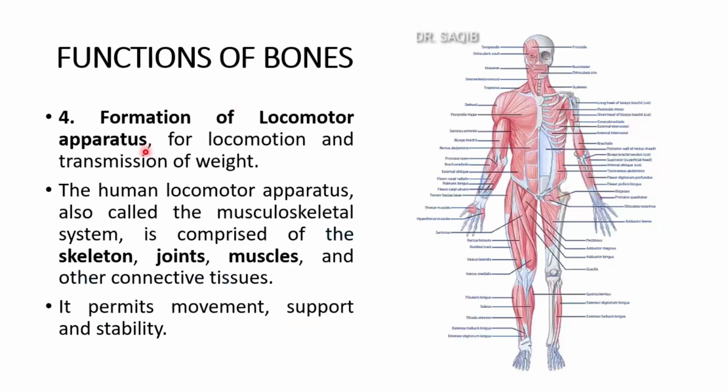So, formation of locomotor apparatus. Another function: you could see the skeleton and the muscles attached to it, and transmission of weight. So the human locomotor apparatus, also called the musculoskeletal system, is comprised of the skeleton, joints, and the muscles.